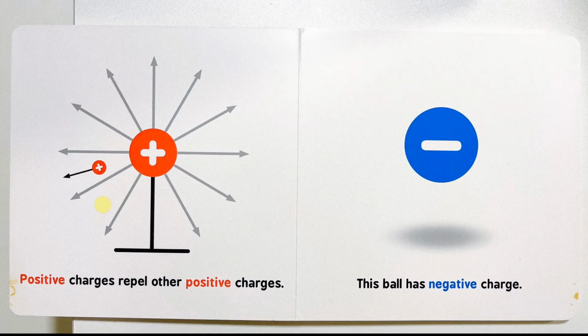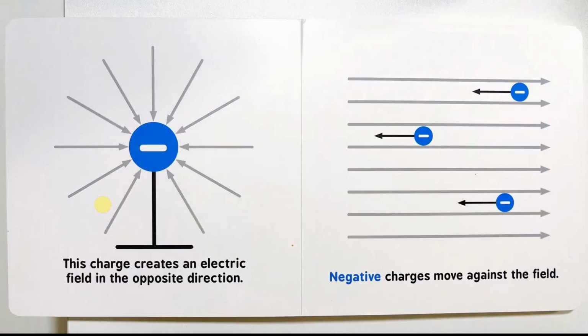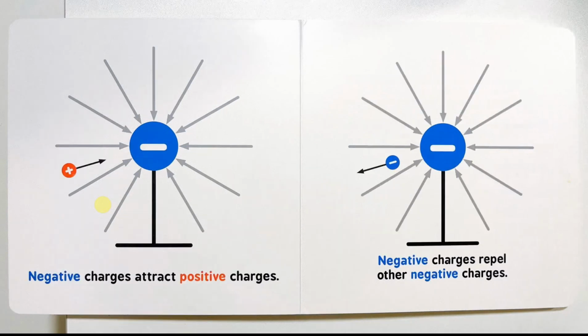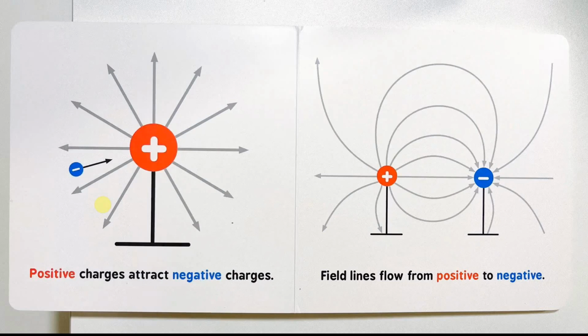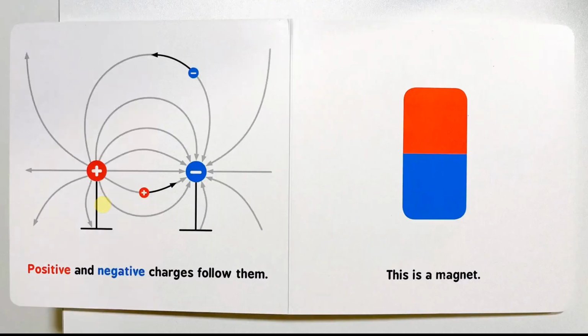This ball has negative charge. This charge creates an electric field in the opposite direction. Negative charges move against the field. Negative charges attract positive charges. Negative charges repel other negative charges. Positive charges attract negative charges. Field lines flow from positive to negative. Positive and negative charges follow them.